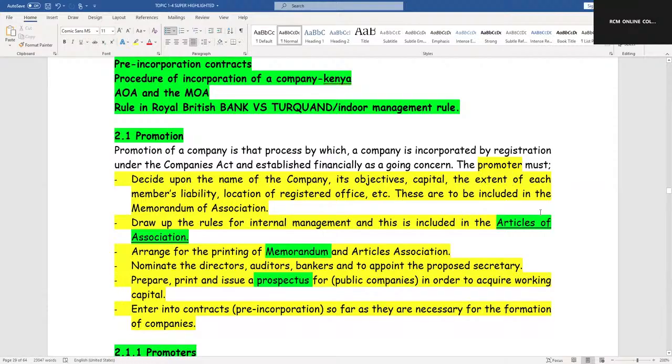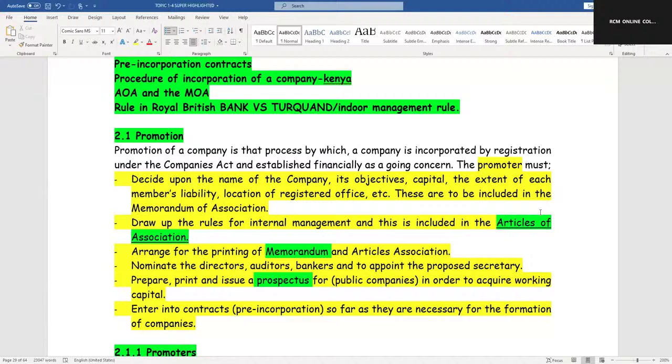If he's forming a public company, that's what he'll register. He'll have this mandate to come up with the very first prospectus that can invite members of the public to buy into the shares of the formed company. That is a duty he'll play. If he's forming a public company, he'll enter into contracts so far as necessary to enable the formation of the company.